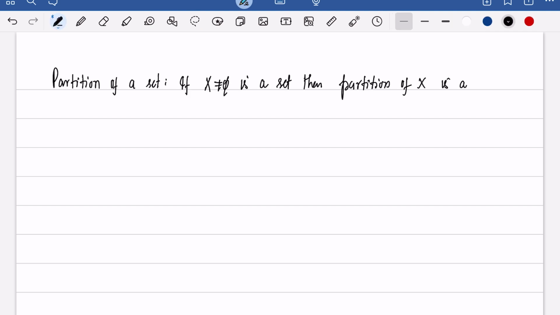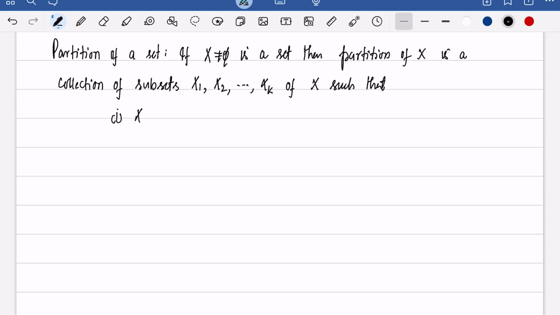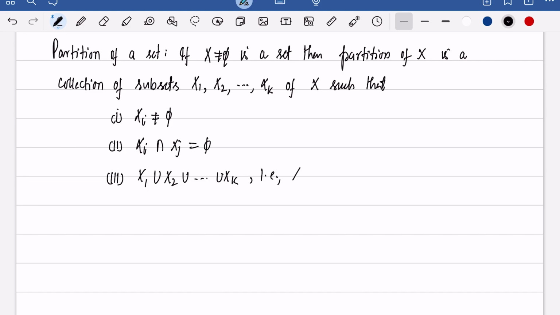A partition of X is a collection of subsets of X, X1, X2, up to Xk, such that the first condition on this collection must be Xi is not equal to the empty set. That means all of these subsets have to be non-empty. Second, they must be pairwise disjoint. And third, their whole union must be the whole set X. That is, the Xi's are exhaustive.